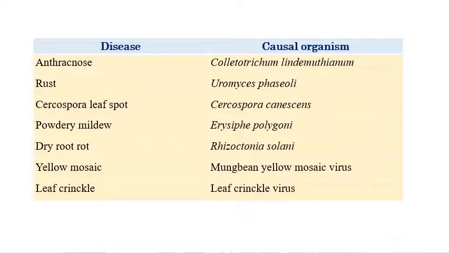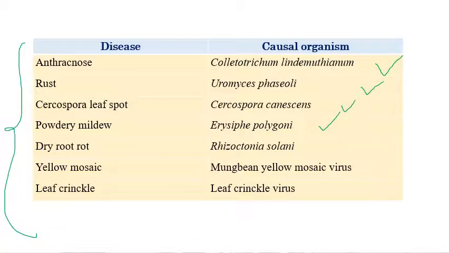These are all the list of important diseases in green gram. First one is anthracnose, which is caused by Colletotrichum lindemuthianum. Rust is caused by Uromyces phaseoli. Cercospora leaf spot, which is caused by Cercospora canescens. And powdery mildew, which is caused by Erysiphe polygoni.